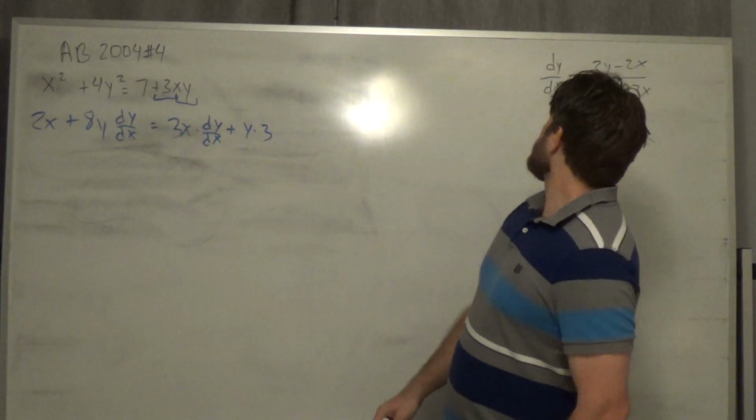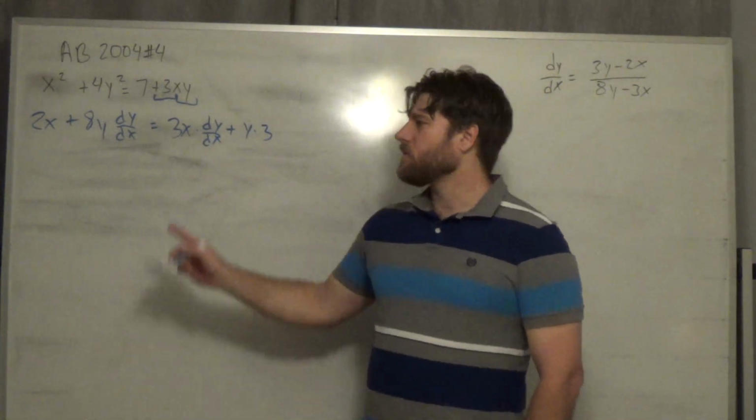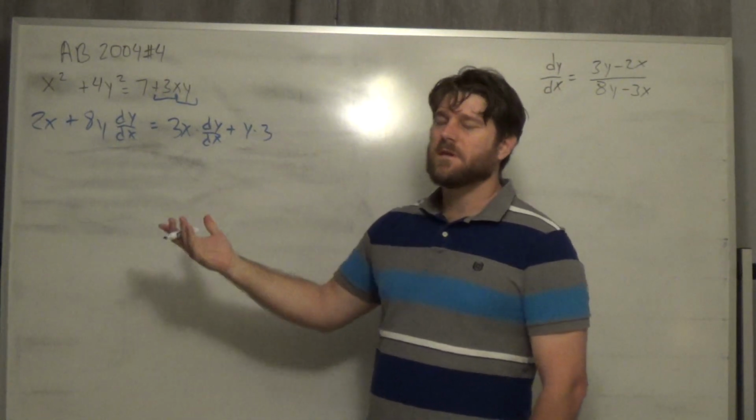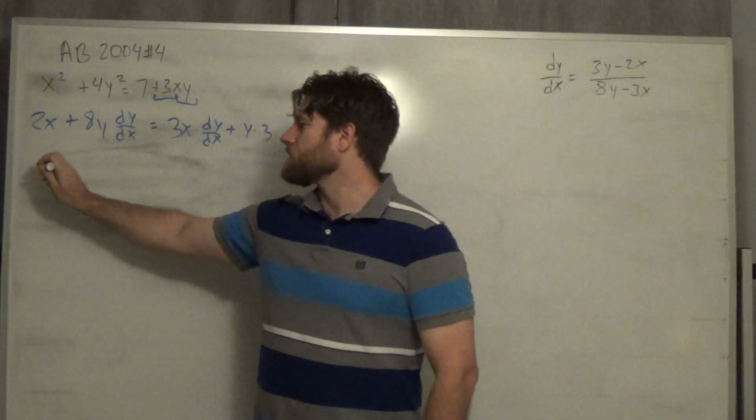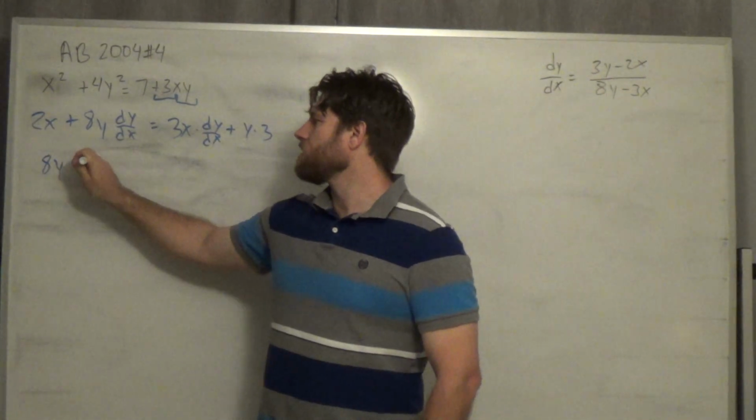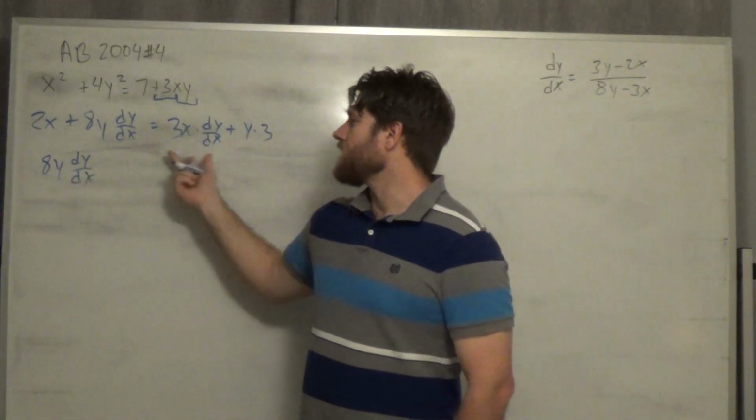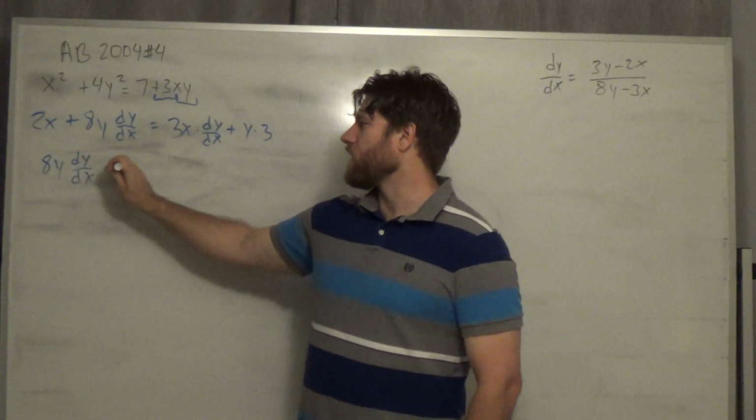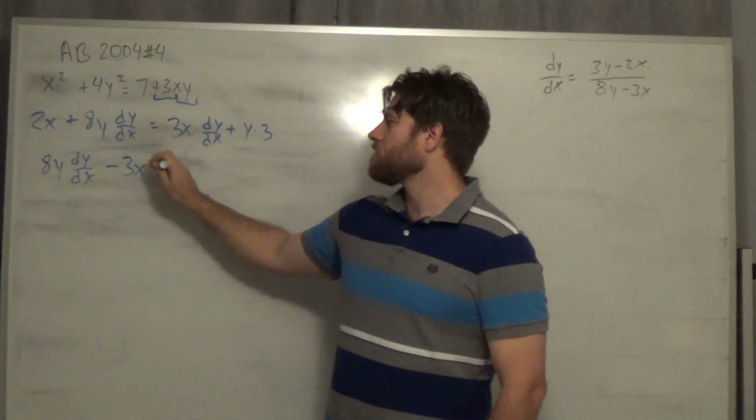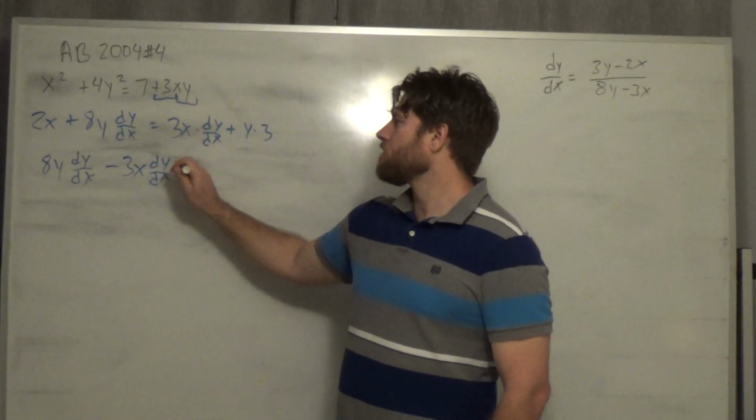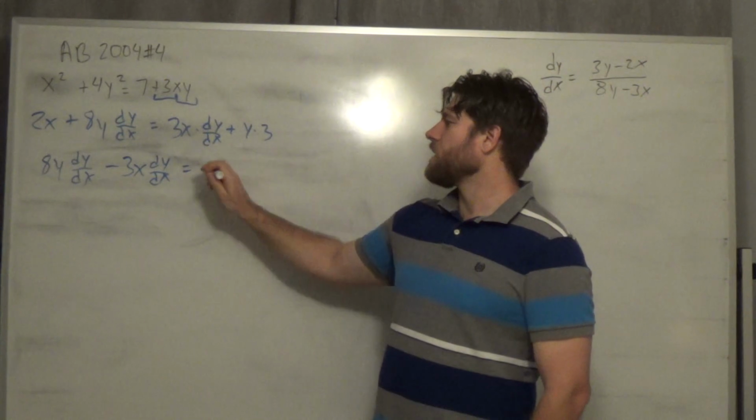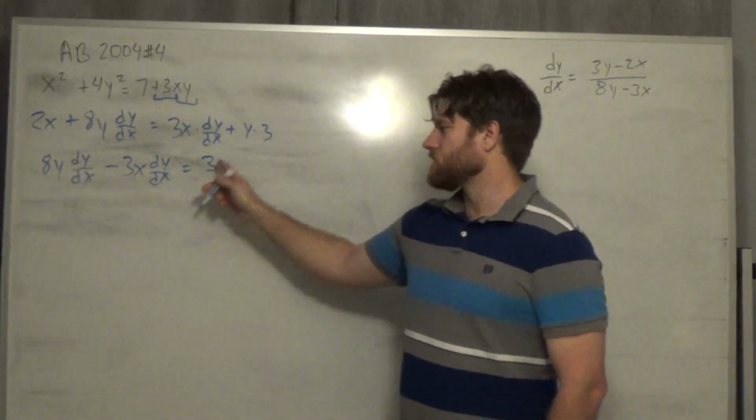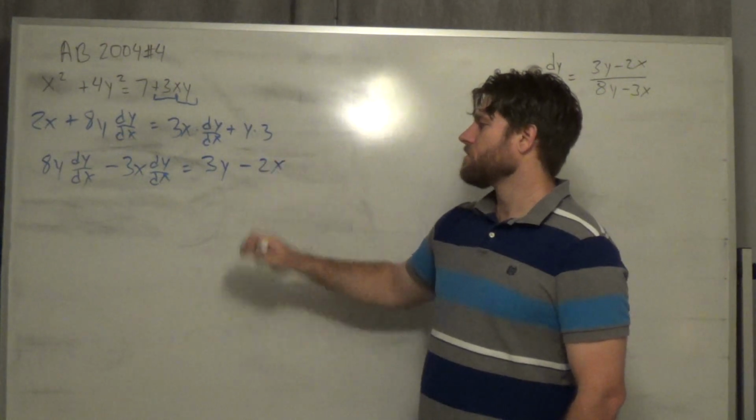All right, so from here, I want to get anything with a dy dx on one side, anything without dy dx to the other, so I can GCF out and divide. So this already has a dy dx. I'm going to let it stay. This one has a dy dx. It's on the other side of the equal sign, so it's positive. I'm going to subtract it over to the other side. Now on this side, we already have a 3y. It's in the right spot, and here we have a 2x. We want it to get to the other side, so we subtract it.